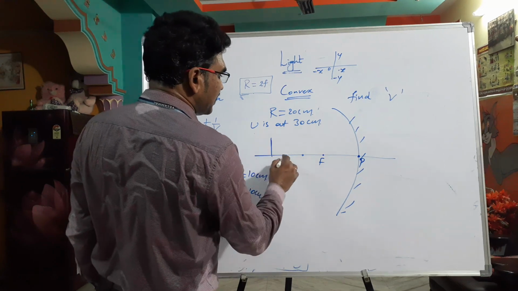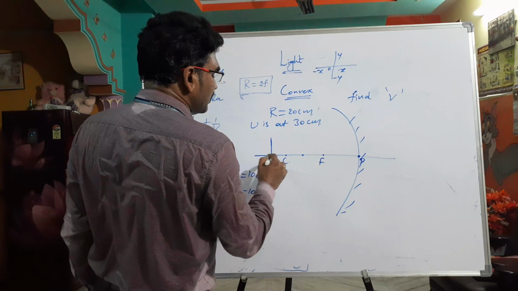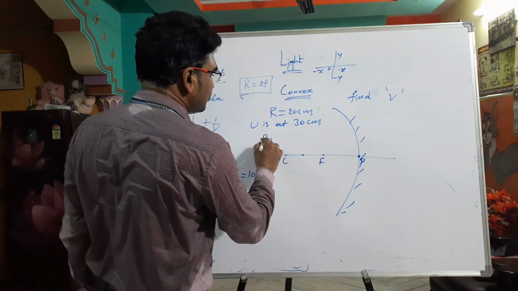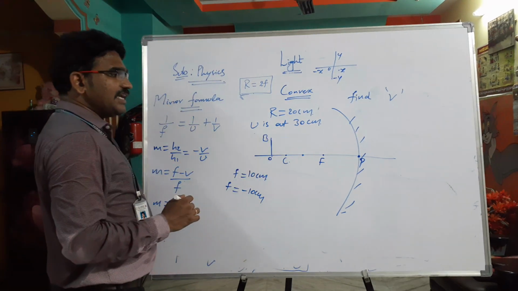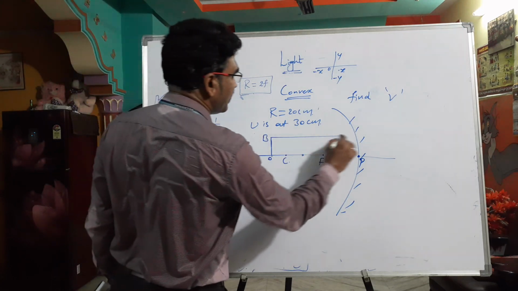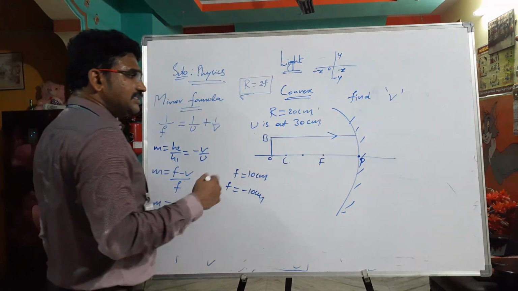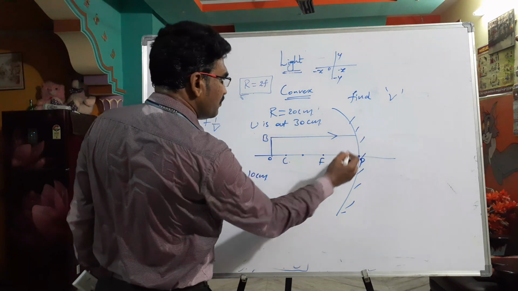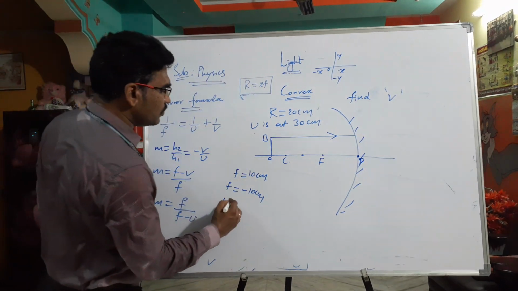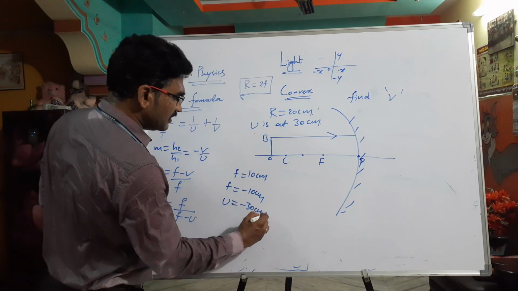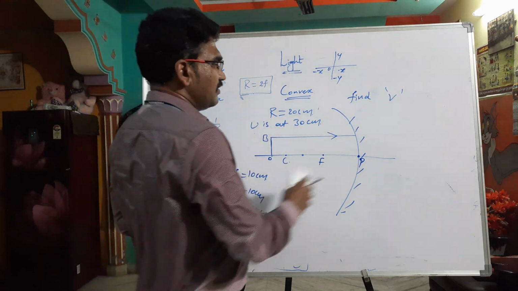Object is here because the radius of curvature is only 20. So when the object is here, OB is the object. At what distance is it? 30 centimeters. Now, incident rays are moving in this direction, and you are measuring in this direction. So U is also minus 30 centimeters. Then calculate V.